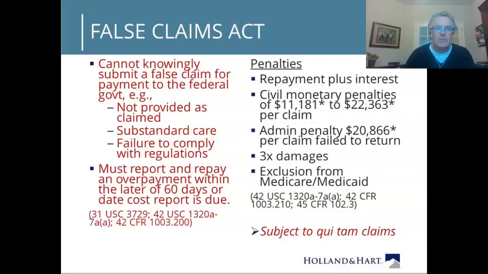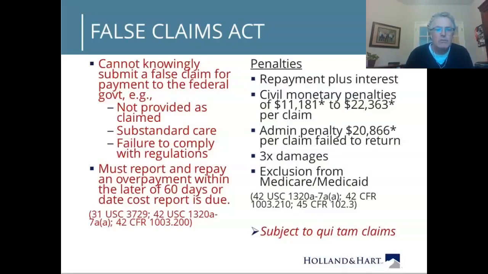The government's main weapon in recouping fraud and abuse payments is the False Claims Act. The Federal False Claims Act says that you cannot knowingly submit a false claim for payment to the federal government, not surprisingly enough. Now, most of you are probably not going to knowingly submit a false claim, but the False Claims Act can arise in different situations.